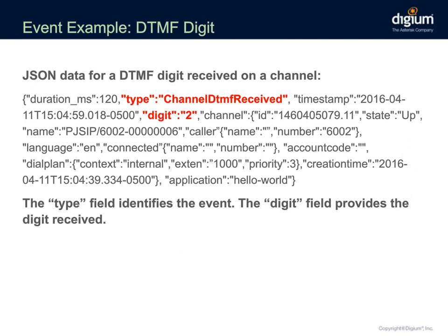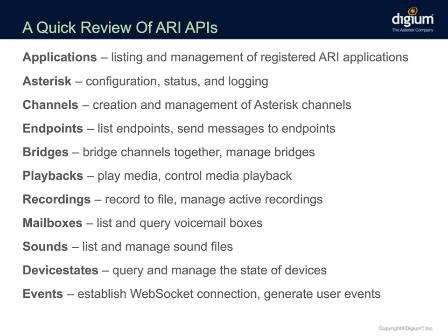So now that we've gone through both the API, REST function and the event function, let's take a quick look at what some of the APIs are, all of which have, of course, REST calls that you can make and events that come across. And they're all documented, by the way, on our wiki. So applications gives you access to all of the ARI applications that are active on the system. So you're able to query a list of them and manage them, control what they're accessing.